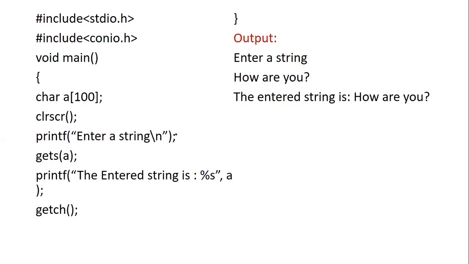Next is another example. So we have char a of 100. We are declaring a string of size 100 and the name of that string is a. Now we are printing a message on the screen as "enter a string". Then to accept a string, we use the gets function.